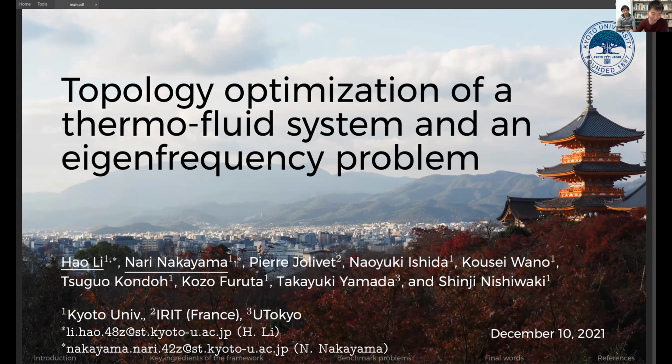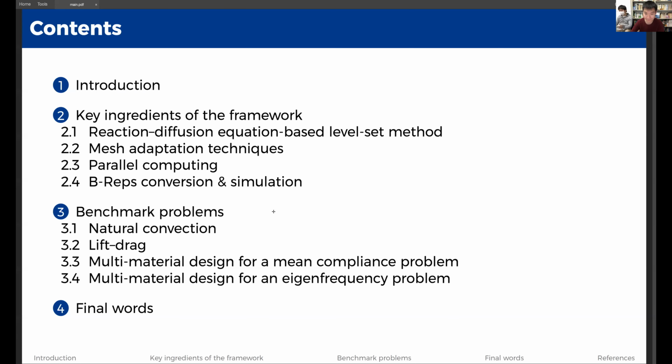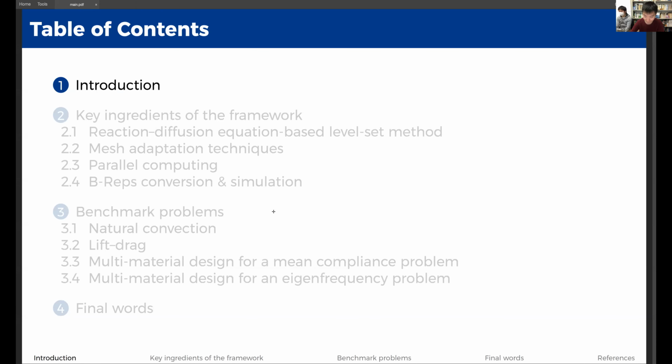So I am Li Hao from Kyoto University, and sitting on my side is Mr. Nari Nakama. He is our master degree student, and he is part of the contribution of today's talk. We are working together with PL for doing some large-scale 3D topology optimization problems. In today's talk, we will present some case studies on the topology optimization of multi-physics systems. Let's begin with a brief introduction.